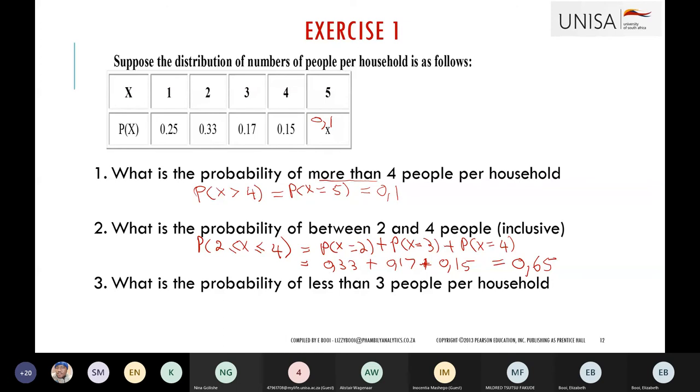So let's do number three. What is the probability of less than three people per household? It's 0.58. How did we find it? The probability of less than means X less than 3, because it does not include 3. Therefore, it is the probability of X equals 1 plus the probability of X equals 2, which are 0.25 plus 0.33.